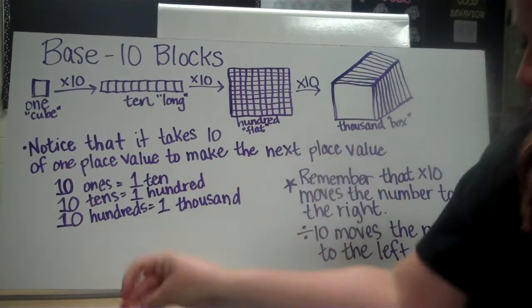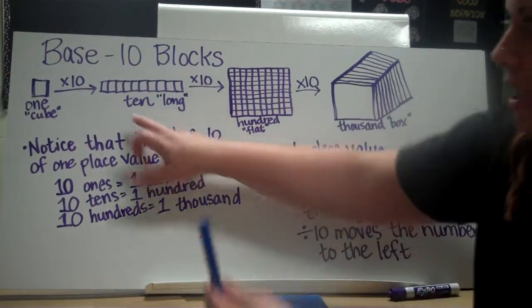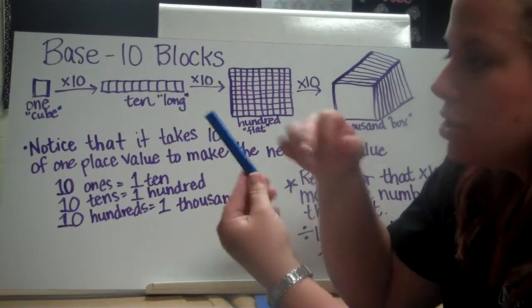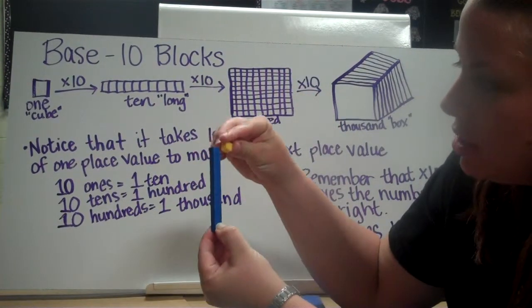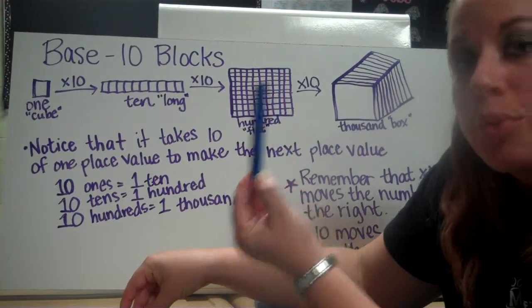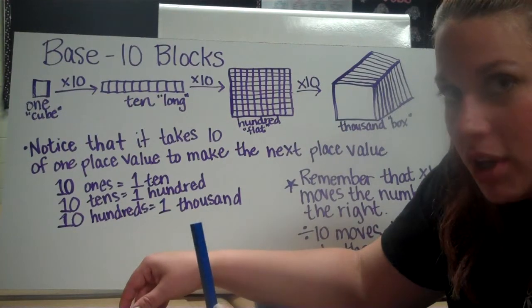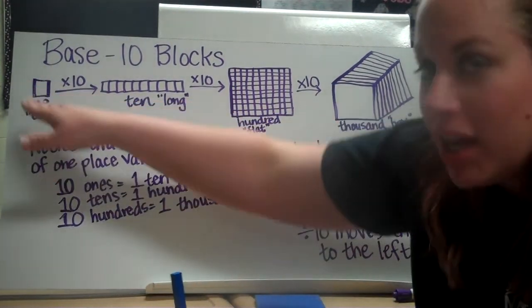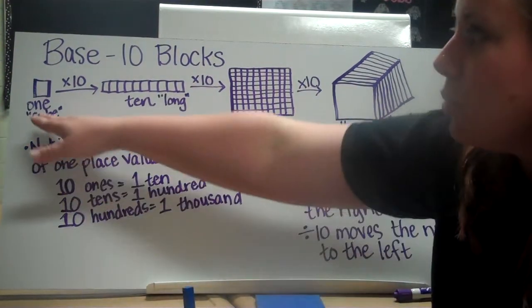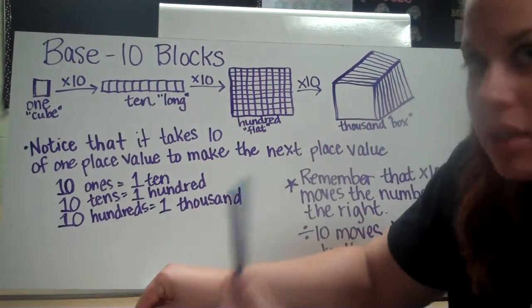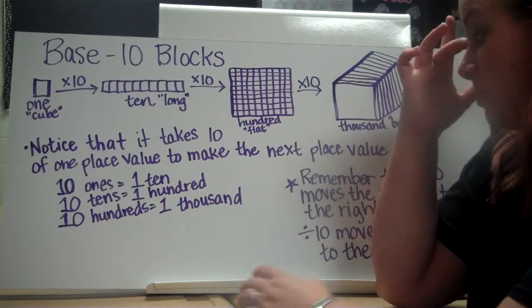10 of these cubes will make up a long. So if you look at your long right here, you can tell that there are 10 cubes that fit in the long. Remember, when we talked about place value last time, times 10 per place value gave you the next one. So 1 times 10 gives us our tens place.